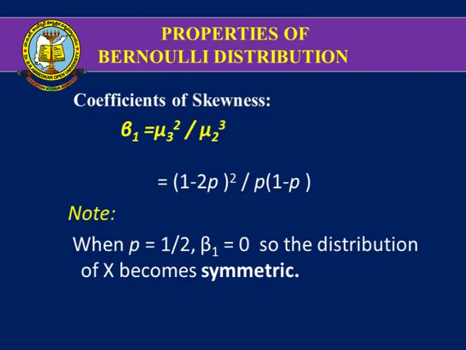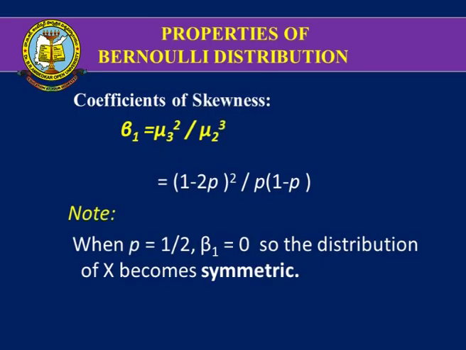What is the coefficient of skewness of the Bernoulli distribution? As you know, the coefficient of skewness is represented by beta 1, where beta 1 is equal to mu 3 squared divided by mu 2 cubed. Already we are aware of the values of mu 3 squared and mu 2 cubed. Substituting those values in the beta 1 formula, we get the coefficient of skewness, beta 1, equal to (1 minus 2p) squared divided by p(1 minus p). This is the coefficient of skewness of the Bernoulli distribution.